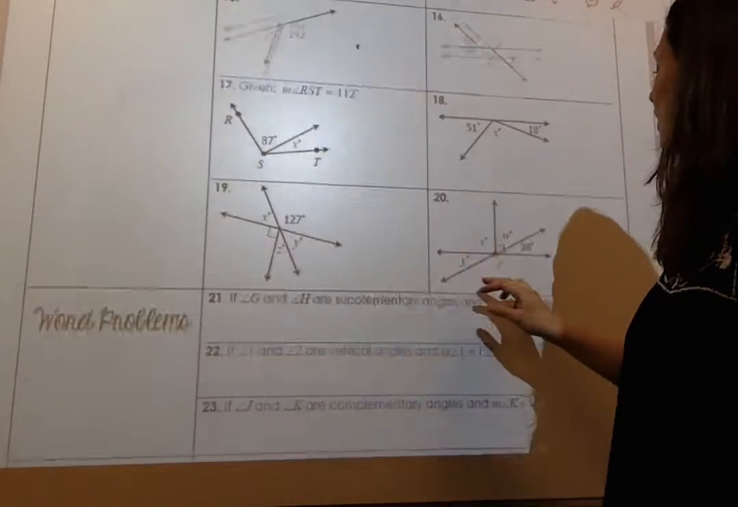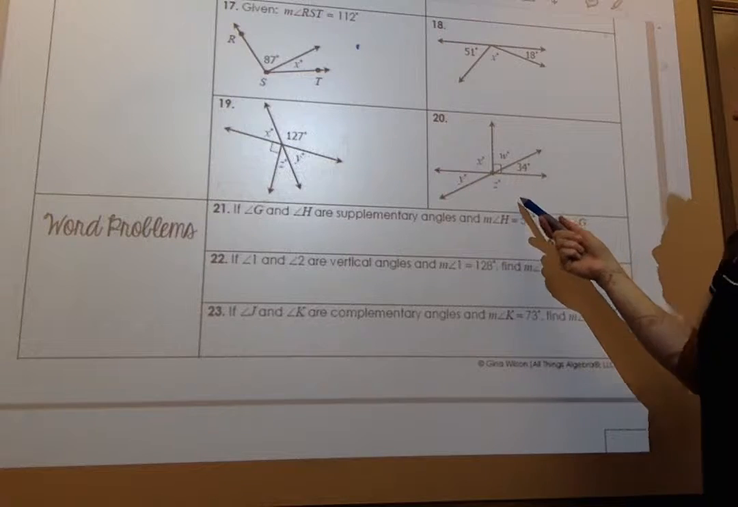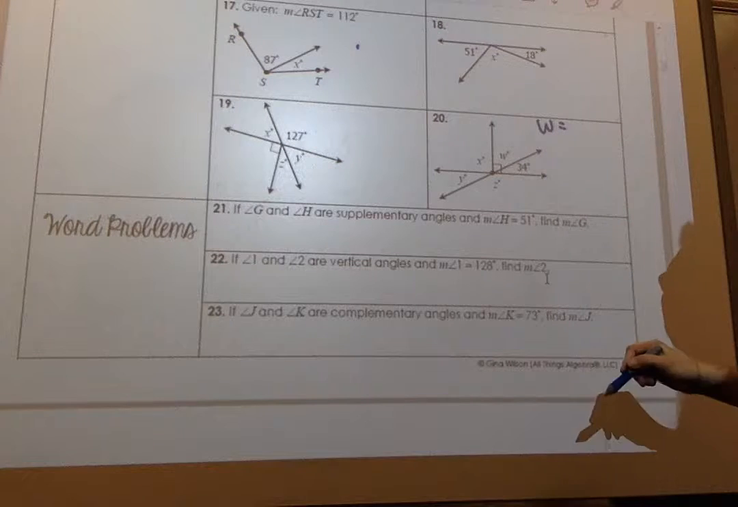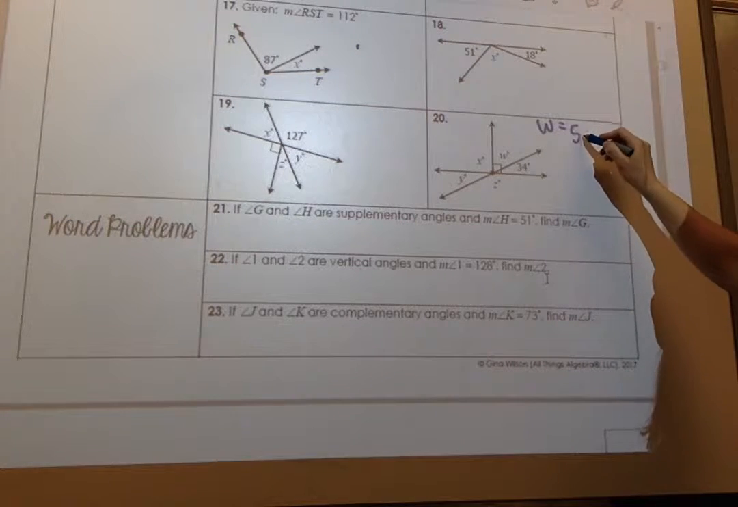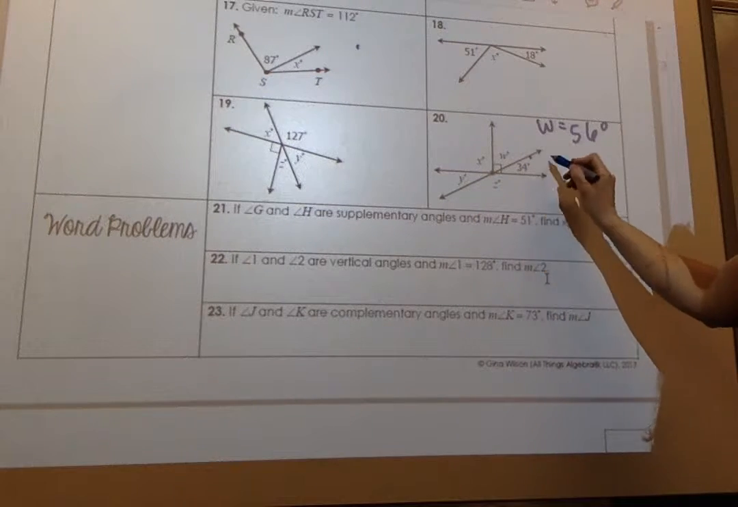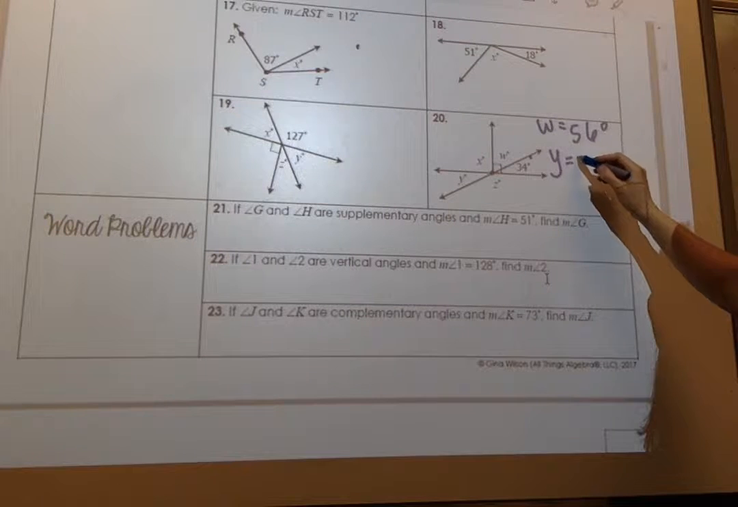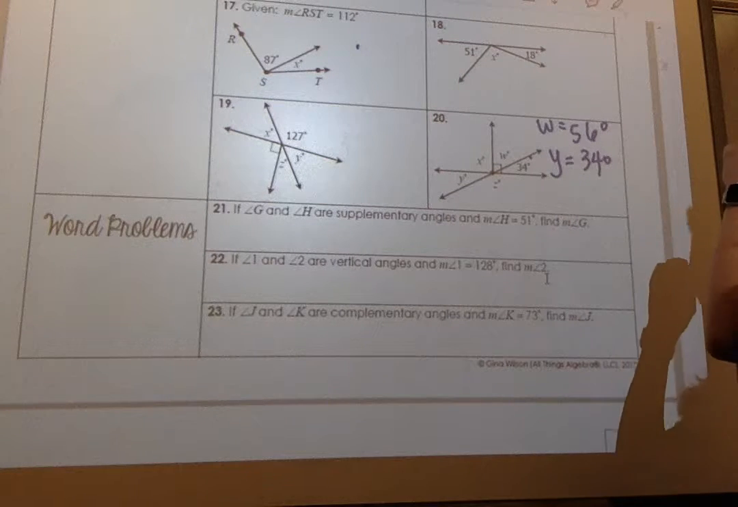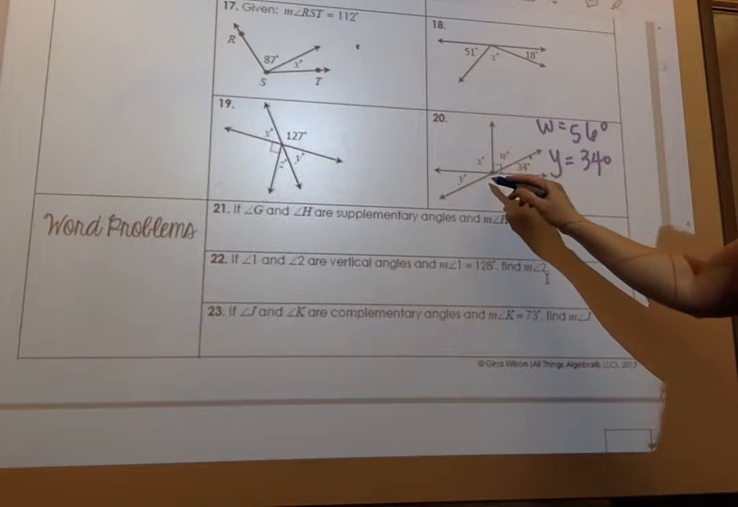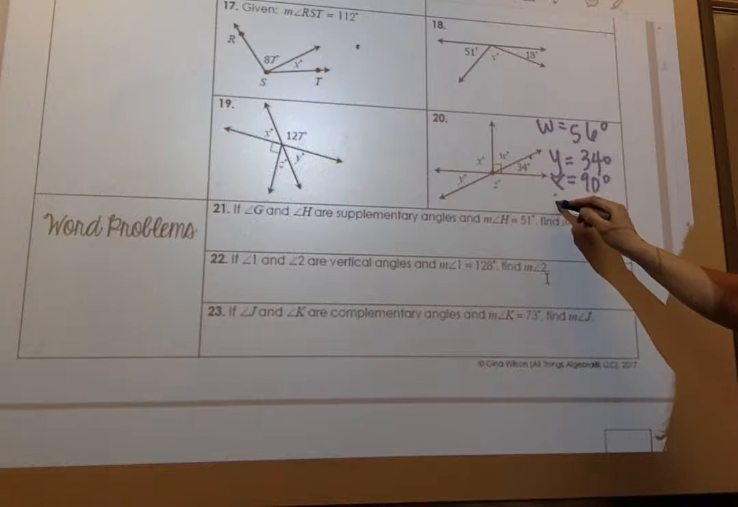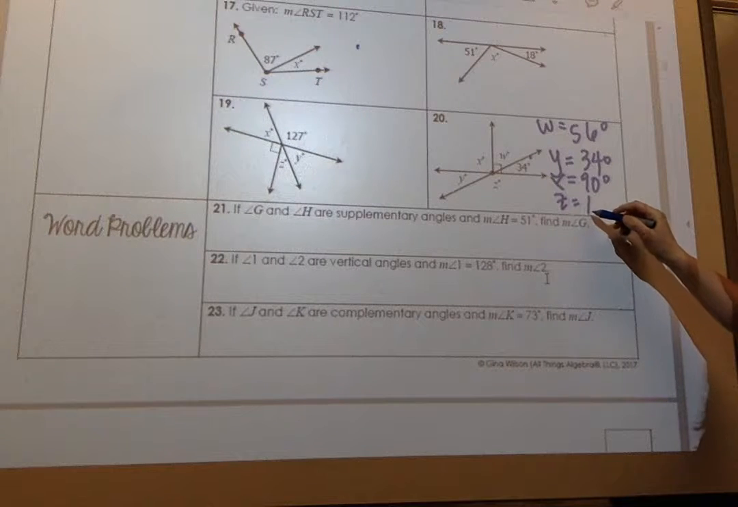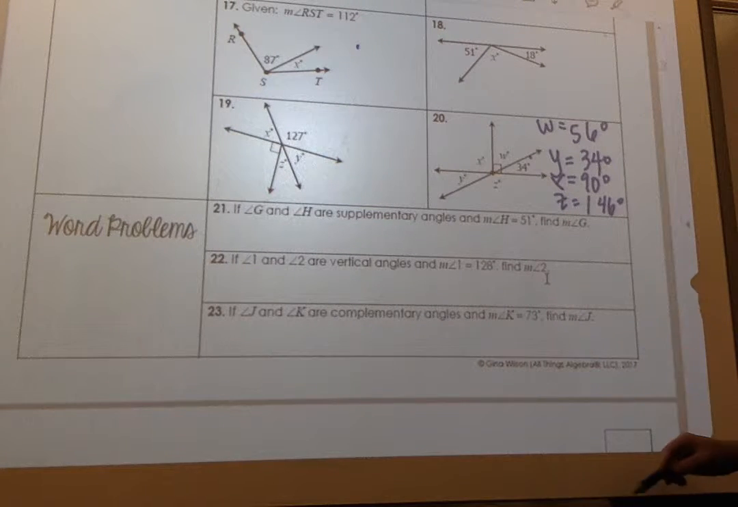All right. Number 20, I'm going to start with w, and I know that w and 34 degrees are complementary, so w is going to be 56 degrees. I know that 34 and y are vertical, so y is going to be equal to 34 degrees. I know that x is going to be supplementary to this one, so x has got to be equal to 90 degrees. And I know that y and z are supplementary. So if y is 34 degrees, z is going to be 146 degrees.